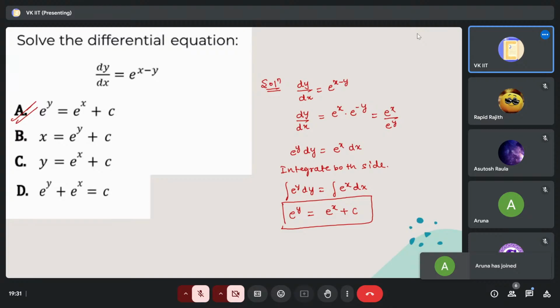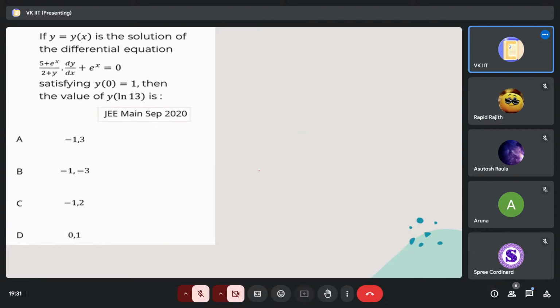If y is equal to y(x) is the solution of the differential equation (5 plus e to the power x upon 2 plus y) dy by dx plus e to the power x is equal to 0, satisfying y at x is equal to 0 is given as 1. See, the same condition is given again. Then they are asking the value of y at x is equal to ln 13. So in this case, they are saying at x is equal to 0, y is equal to 1, and they are asking the value of y at x is equal to ln 13. Okay, try this and tell me what you are getting. Take 1 minute.